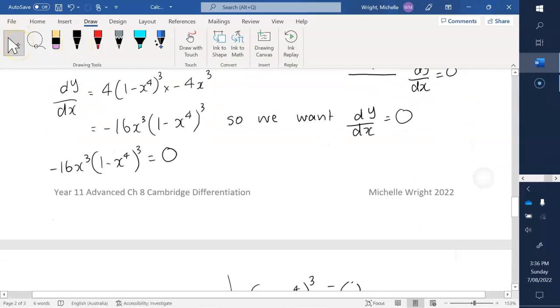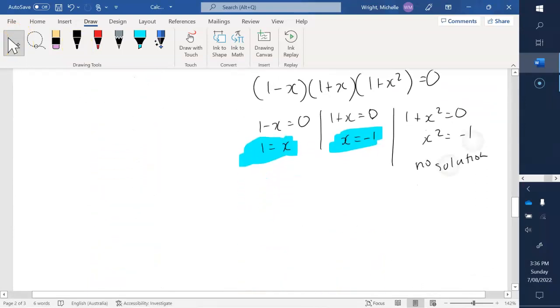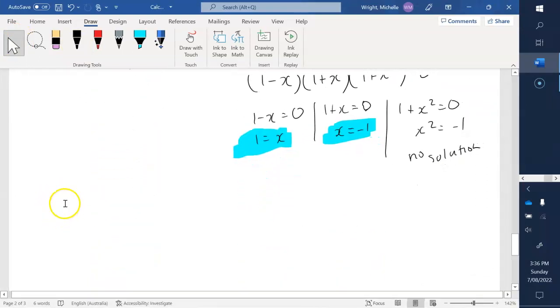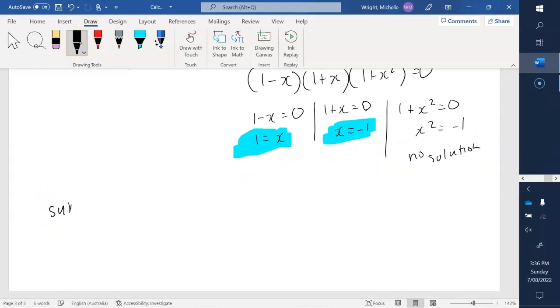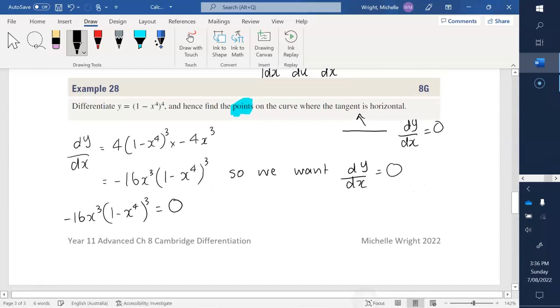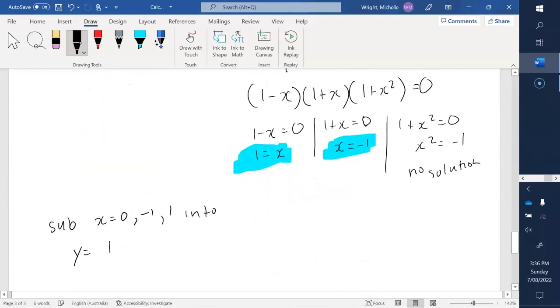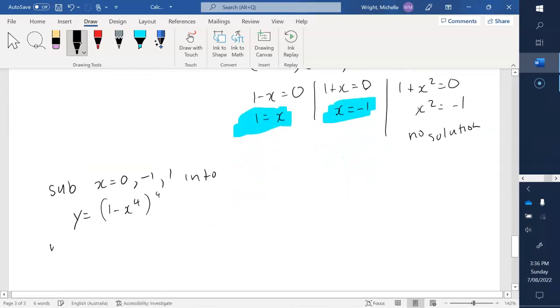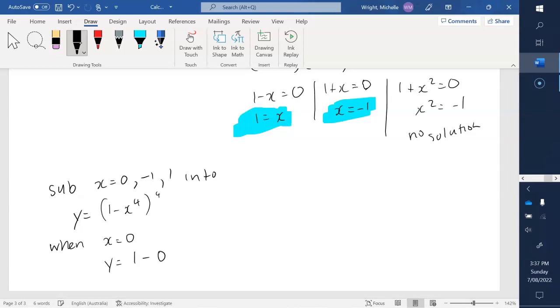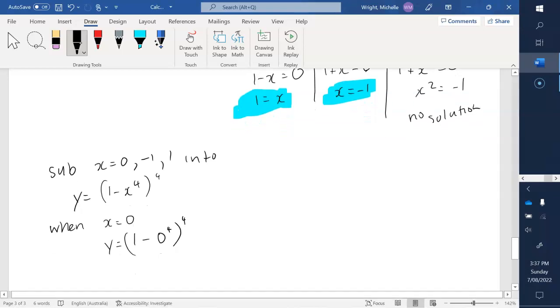So let's do that right now. So we'll say, sub x equals 0, minus 1, and 1 into y is equal to, let's have a look back at that function, 1 minus x to the 4. We will get our corresponding y values. So let's do that. Stop it if you want to now and double check that you agree with me. But when x is 0, y is 1 minus 0 to the power of 4, which is 1.